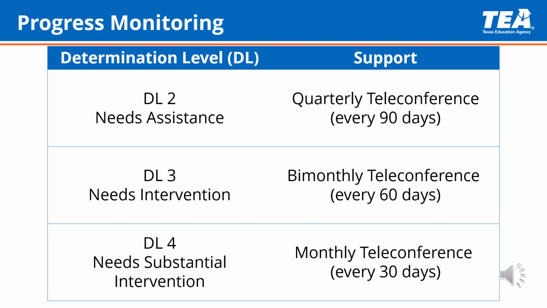Progress monitoring is also differentiated based on the LEA's RDA determination level. The reporting of progress is an interactive experience that allows TEA staff to provide constructive feedback and assign additional supports that will assist the LEA in achieving the desired improvement. The table on this slide shows the frequency of teleconferencing with the review and support staff.